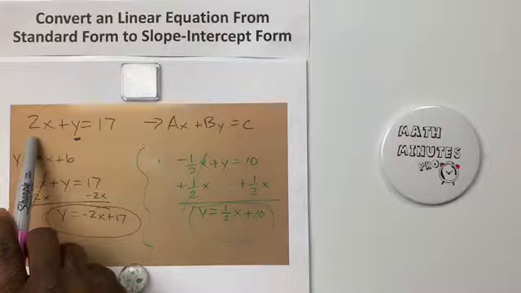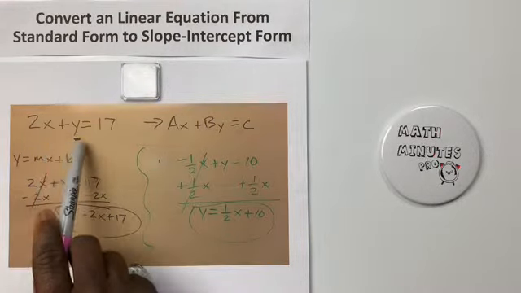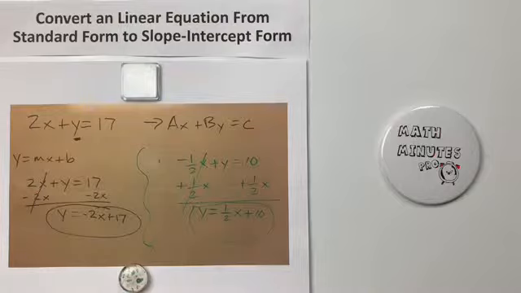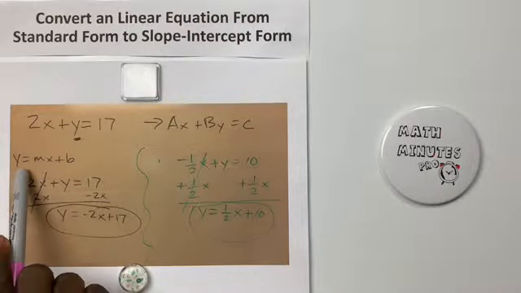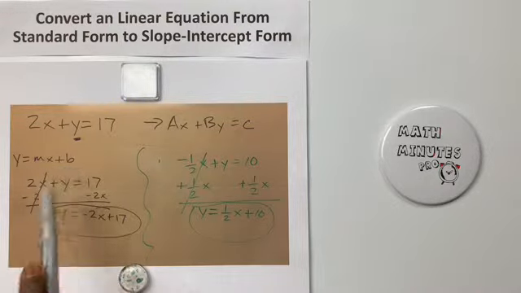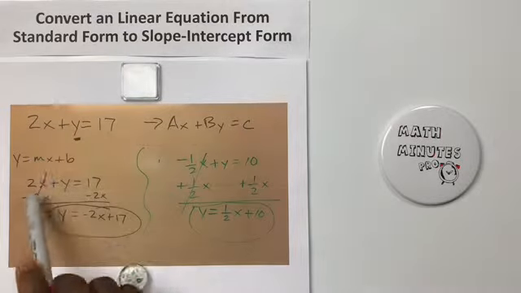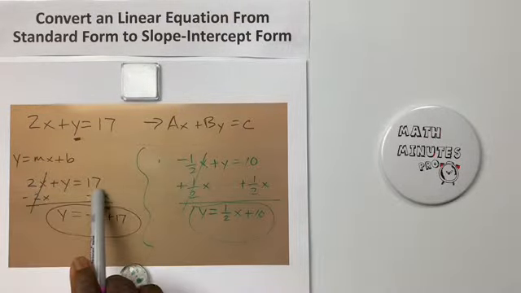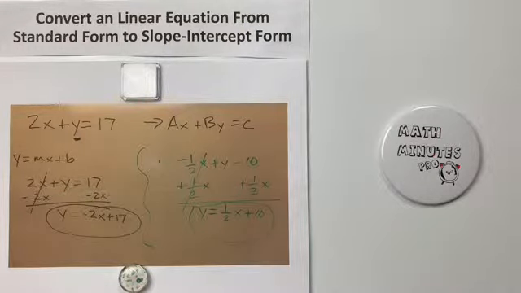First, let's start with this equation written in standard form. 2 times x plus y equals 17. Now, the first thing we want to do, and what I recommend, is write the general form of slope-intercept form, which is y equals m times x plus b, just so you have that right in front of you. And then copy the standard form equation, which is 2 times x plus y equals 17.